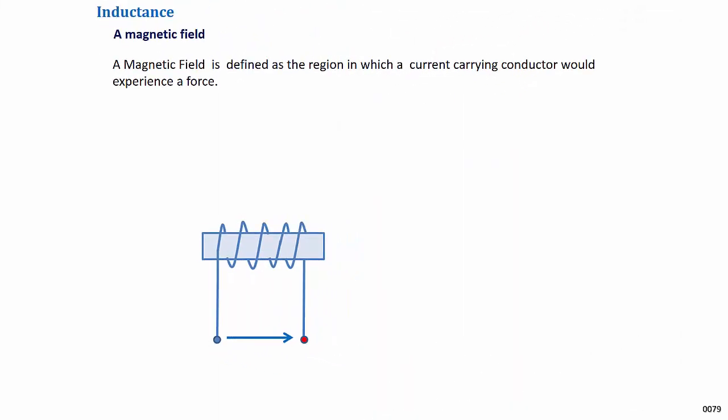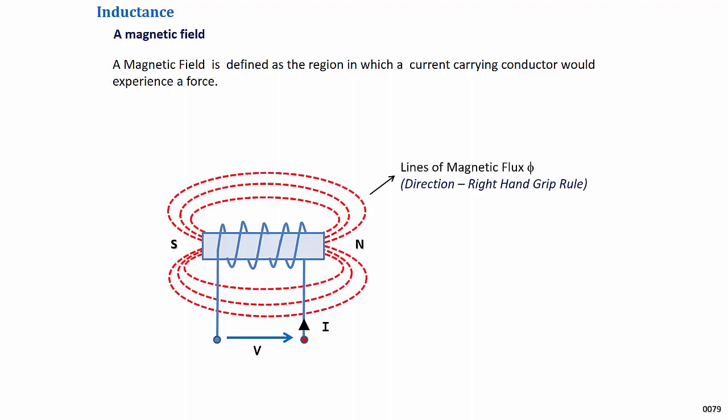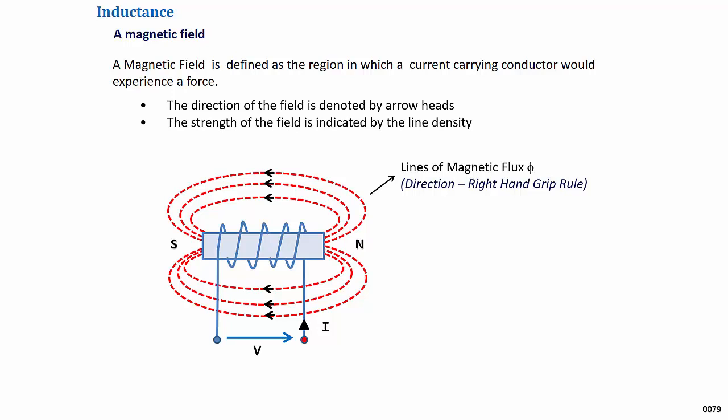A magnetic field may be defined as a region in which a current-carrying conductor would experience a force. When a supply is connected across the coil terminals, a current will flow, and a magnetic field will form around the coil. The polarity of the coil can be determined using the right-hand grip rule. The direction of the lines of the magnetic flux is shown by the arrowheads, and the strength of the field is indicated by the line density.